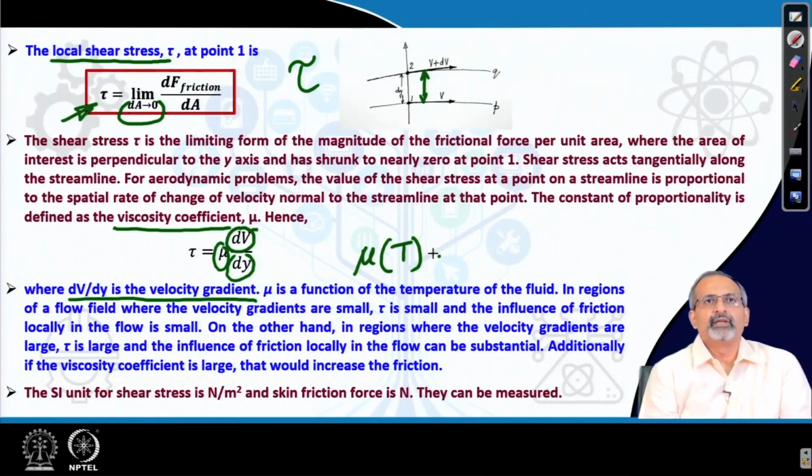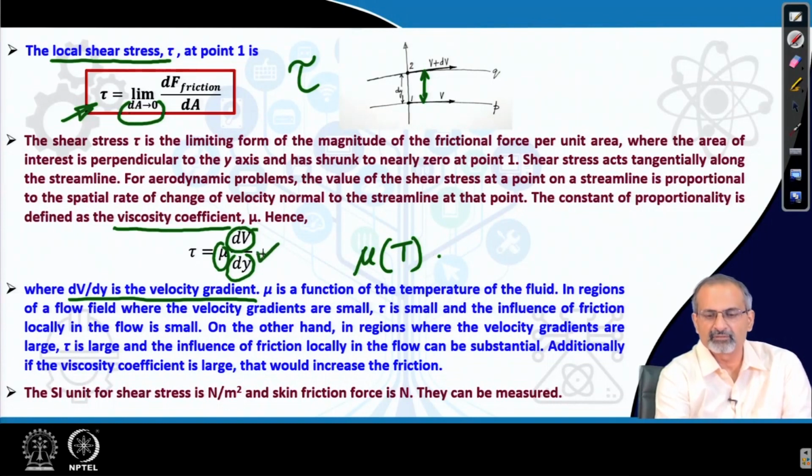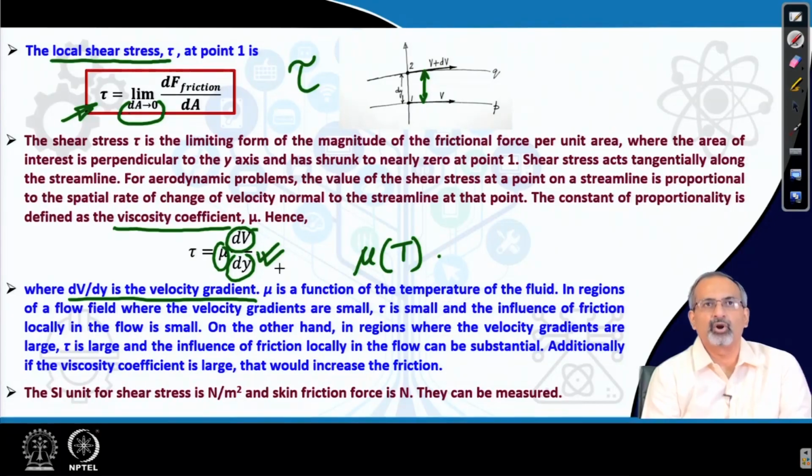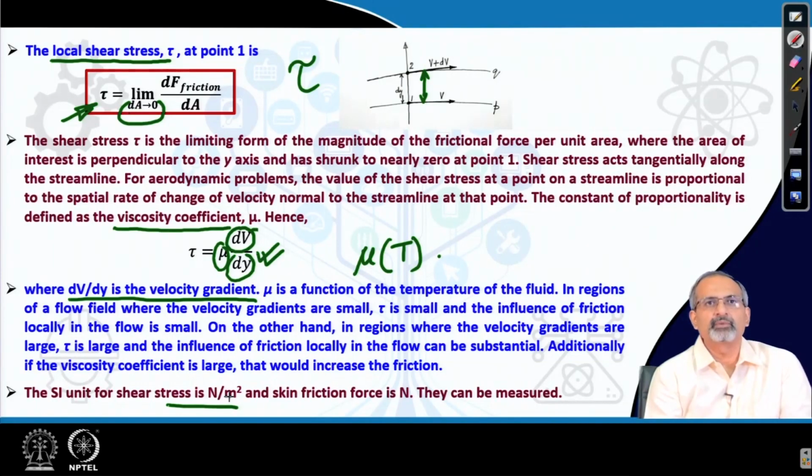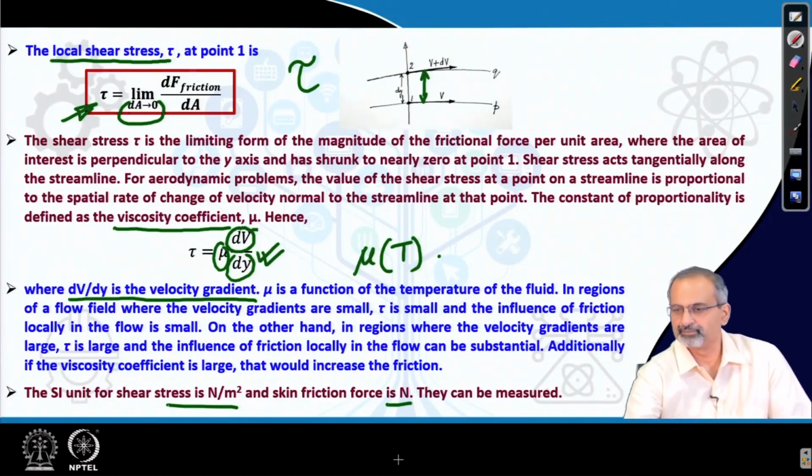In regions of a flow field where velocity gradients are small, tau would be small, because it is dependent on the velocity gradient, and the influence of friction locally in the flow will be small. If the velocity gradient vanishes, so would friction. On the other hand, in regions where velocity gradients are large, frictional forces will be large. Again, if the viscosity coefficient is large, depending on the medium that we are using, it would increase the friction. SI units for shear stress comes out to be Newton per meter square, and skin friction is Newton, and they are measurable.